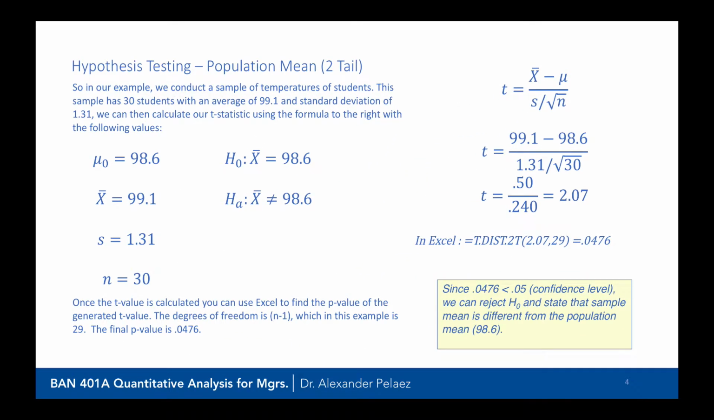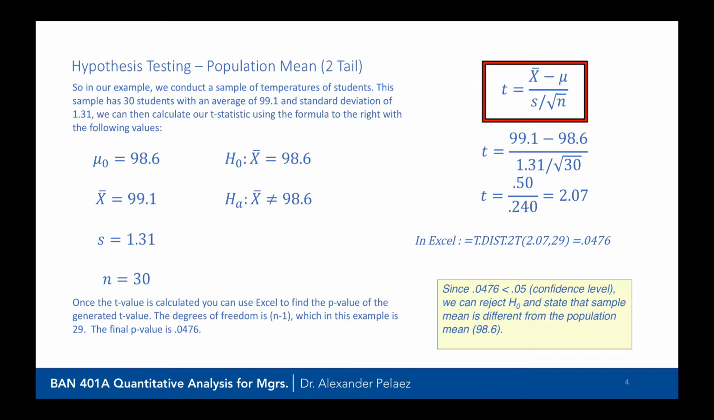So the first thing we need to know is how to set up our hypothesis test. So let's take this example. We conduct a sample of temperatures of students, and the sample has 30 students with an average temperature of 99.1 and a standard deviation of 1.31. We then calculate our t-statistic using the formula to the right.